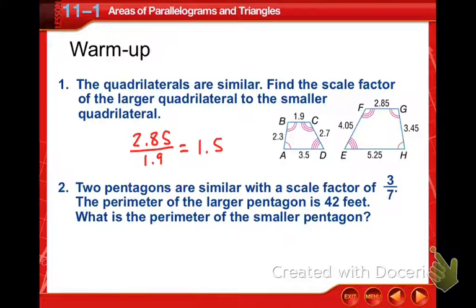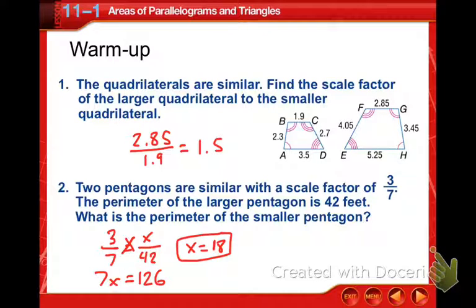The second one here, we got two pentagons that are similar. We have the scale factor given to us. It's 3 over 7. We know the perimeter of the larger one. Now remember, perimeter is also proportional here, so the larger is the 42 on the bottom. We want to find the perimeter of the smaller pentagon, x. So we're going to cross multiply. It's going to be 7x equal to 3 times 42, which is 126. Then we divide by 7 on both sides, and x comes out to be 18.